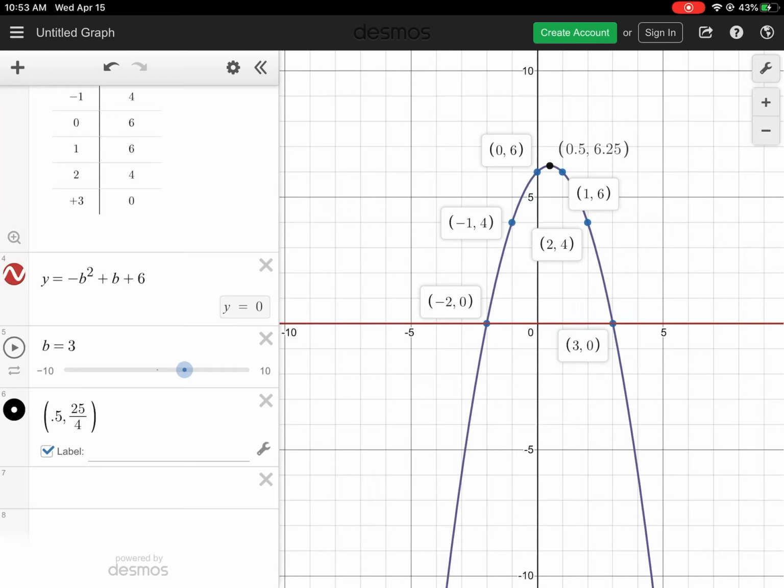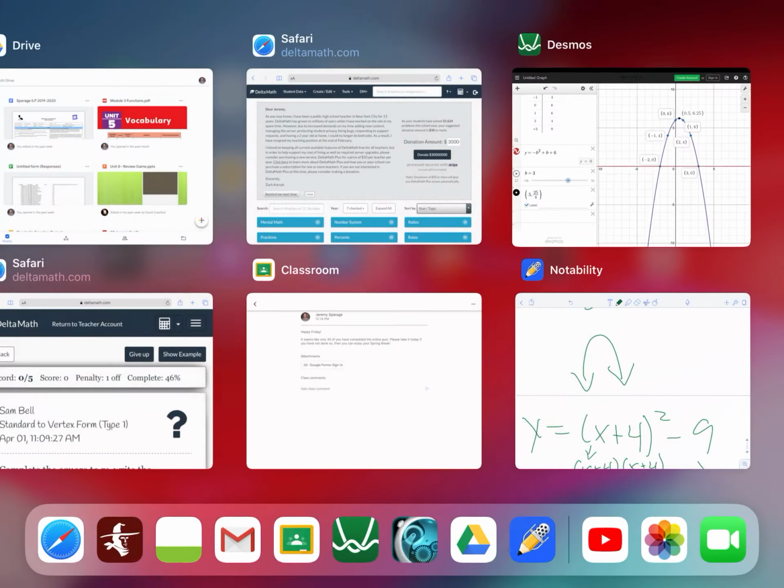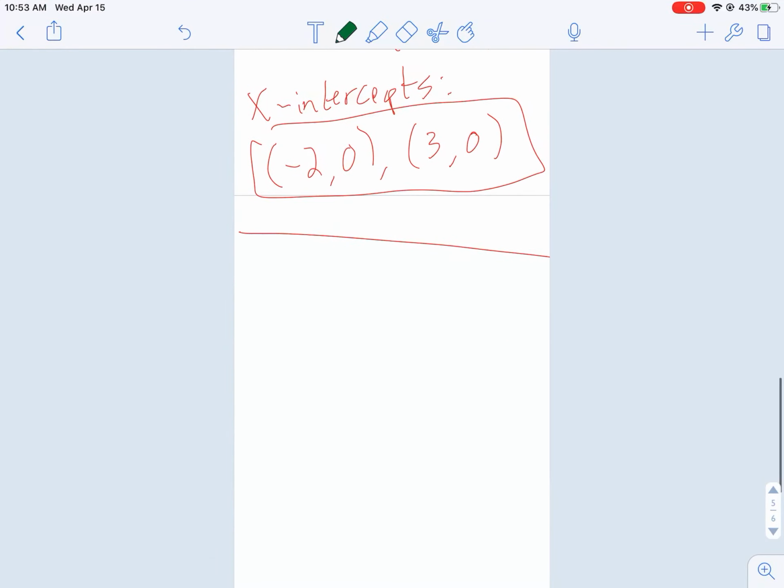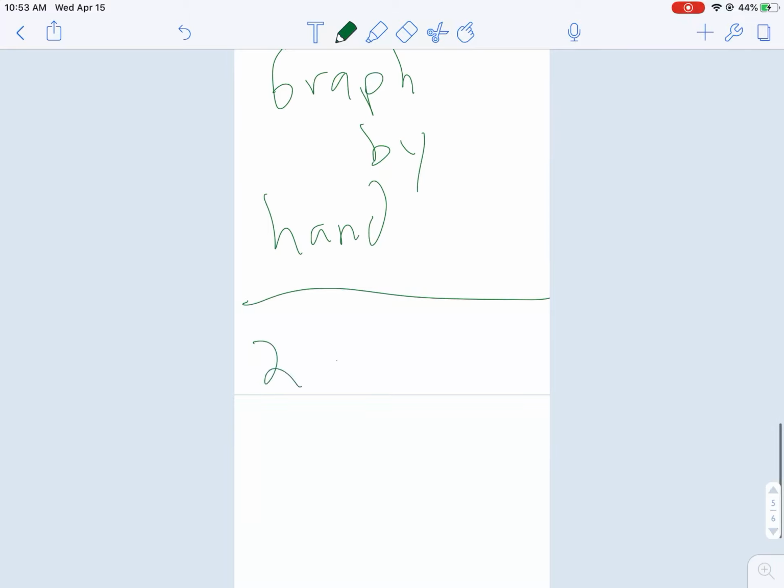You guys need to now graph this by hand, either on graph paper or create your own graph, making sure you're using straight lines. And we can talk about 2 real-world pictures. So graph by hand. Make sure you include 2 real-world examples.